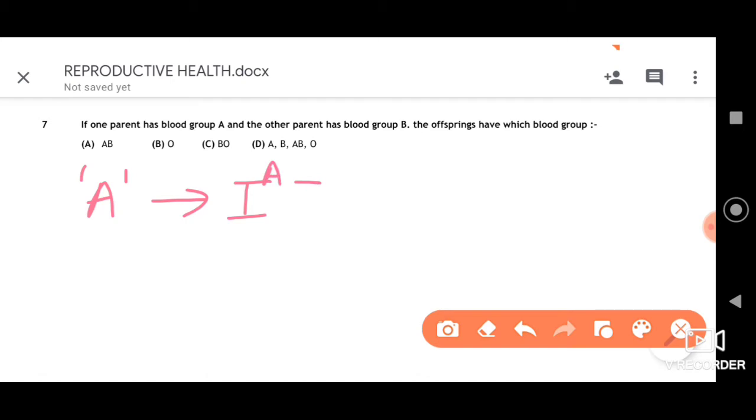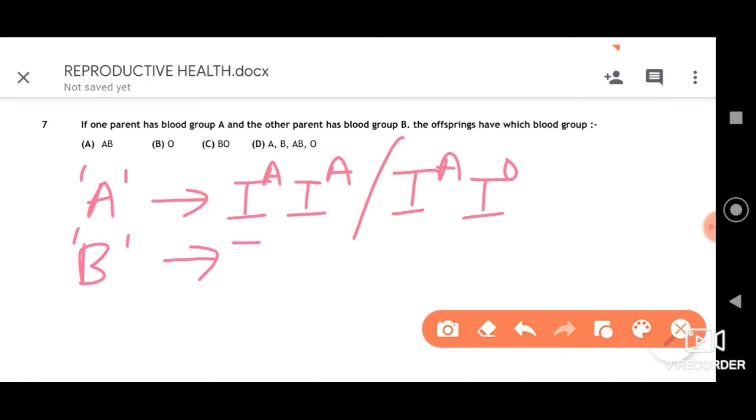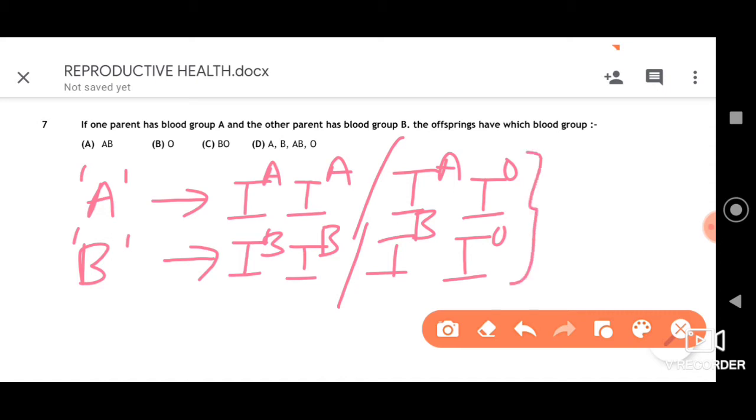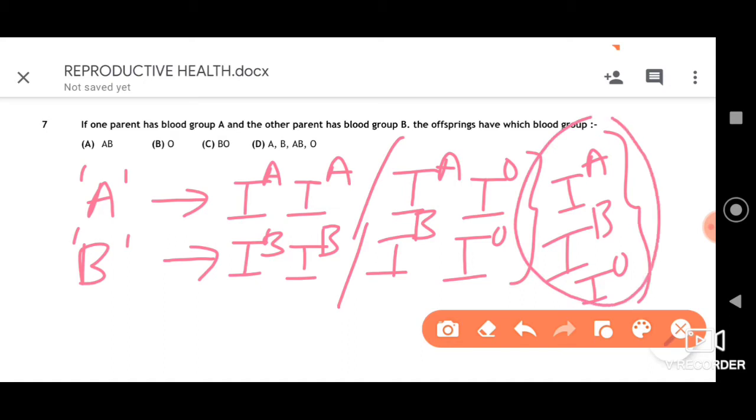One is IAIA, and one more is IAIO. Similarly, the parent with B blood group will have two possible genotypes, that is IBIB and IBIO. So totally, when we consider both the parents together, they have three alleles, that is IA, IB and IO. All together, these three alleles can make 6 possible genotypes, my dear friends.